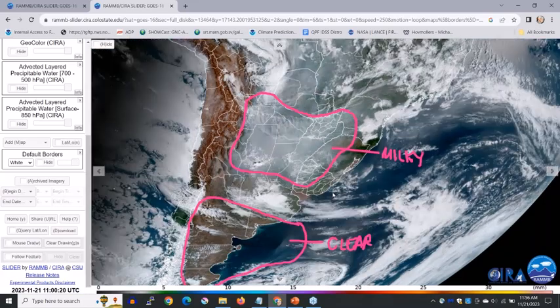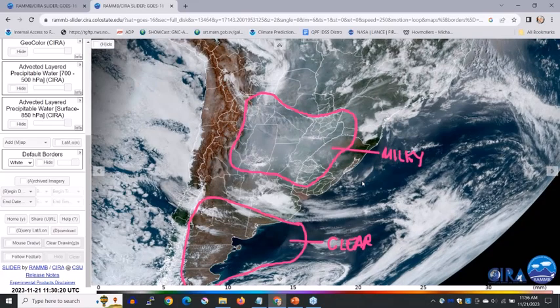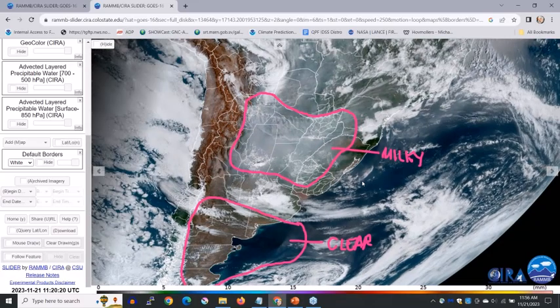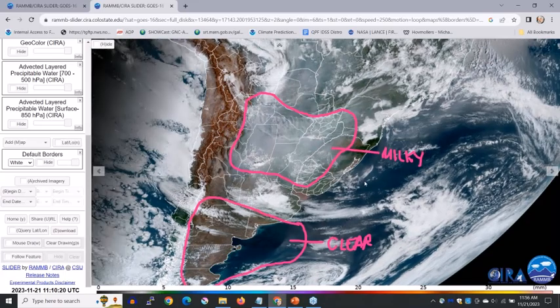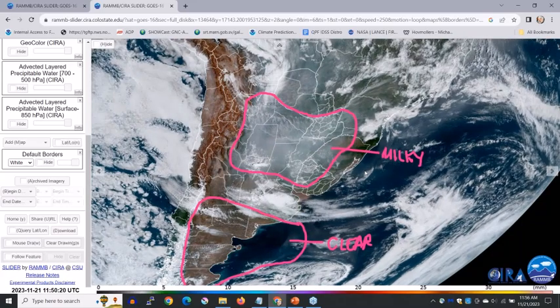Remember that smoke particles tend to be very small, so we see this because of scattering in the visible, mostly in the shorter visible wavelength channels. And dust particles tend to be larger, so we can see their signature not only in the visible, but also in the long wave infrared channels.